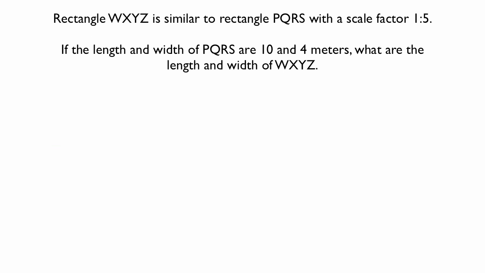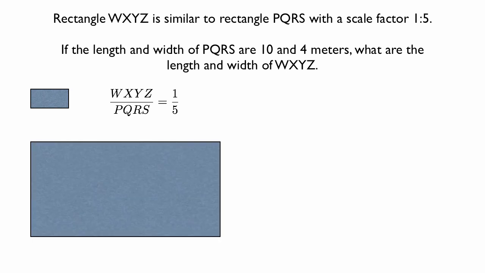Next, there's no picture with this one. We have two similar rectangles, WXYZ and PQRS, and they have a scale factor of 1 to 5. What that means is that any measurement in WXYZ, the same measurement in PQRS must be 5 times larger. So PQRS must be 5 times larger in every measurement.